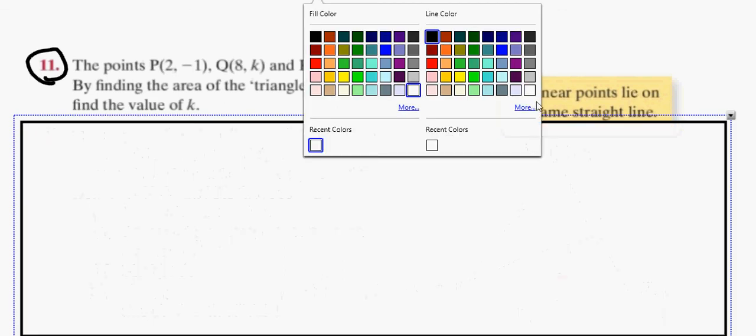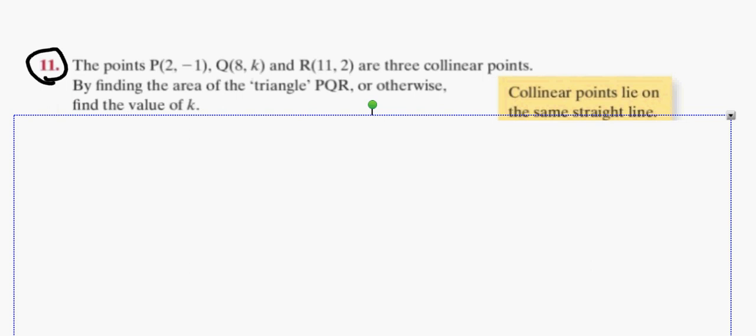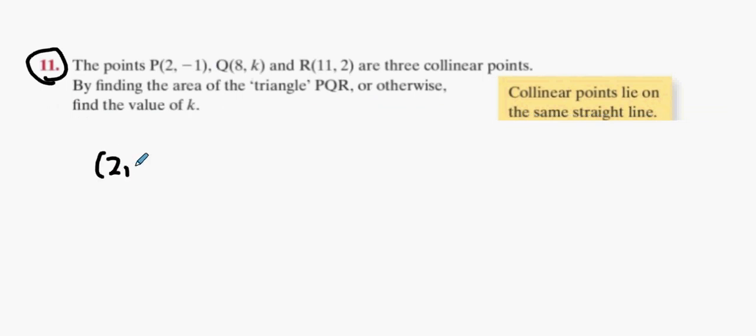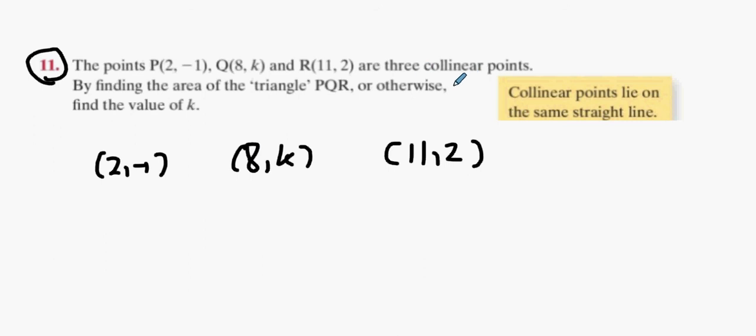What you know is that you have 3 points. 2 minus 1, 8k, and 11. Is everybody cool with that? When you're told they're collinear, what does this mean? Straight line, and they're straight line, and the area has to be 0. Am I allowed to use the area formula right now? Why not? One of the points isn't 0, 0.